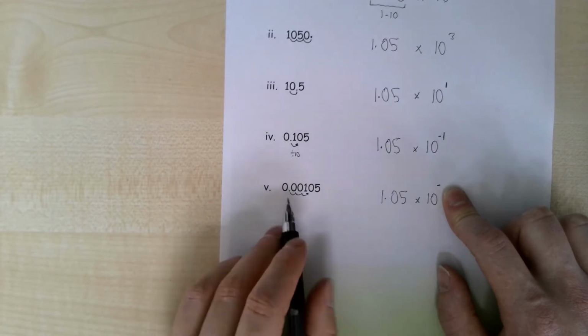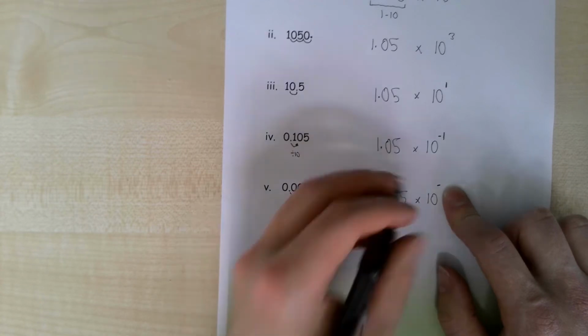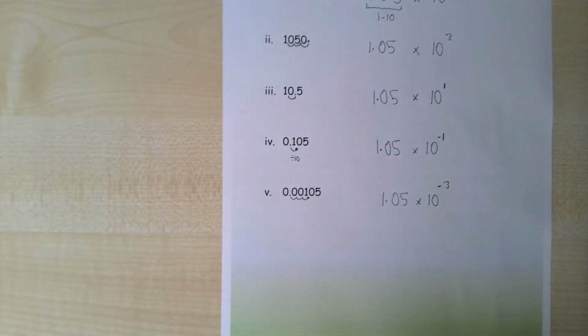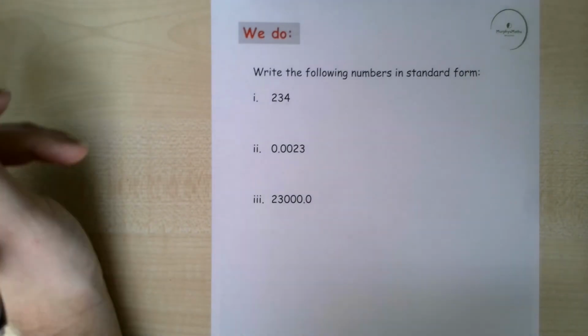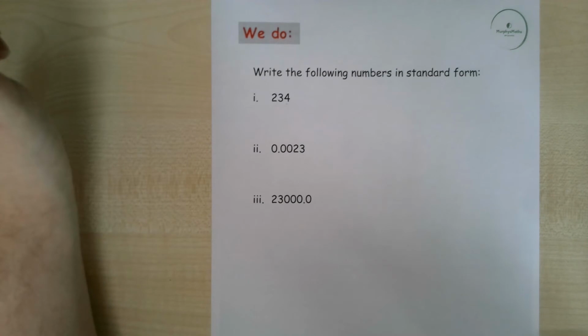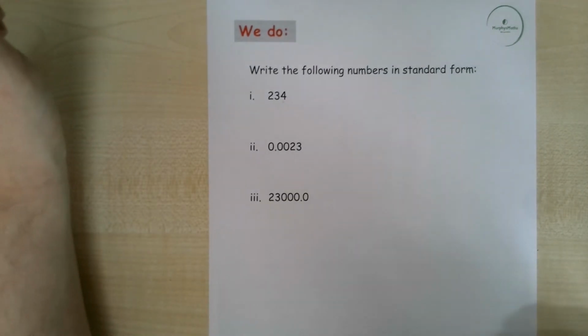The final thing to work out is, how many times do we move that decimal point? 1, 2, 3 times. And that's it, done. So again, just to reiterate some of the key points, that first number needs to be between 1 and 10. It is always multiplied by a 10. And then lastly, it's a negative power if it's going to be a number that's less than 1.